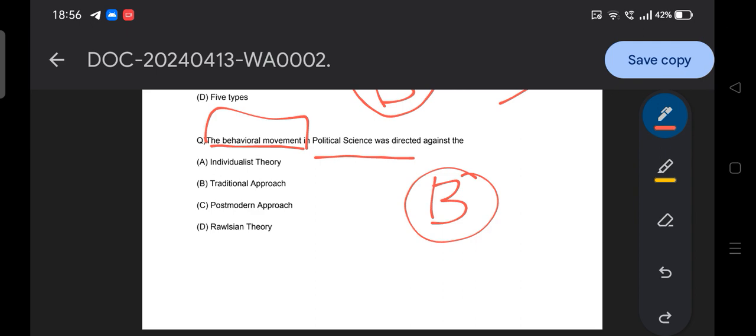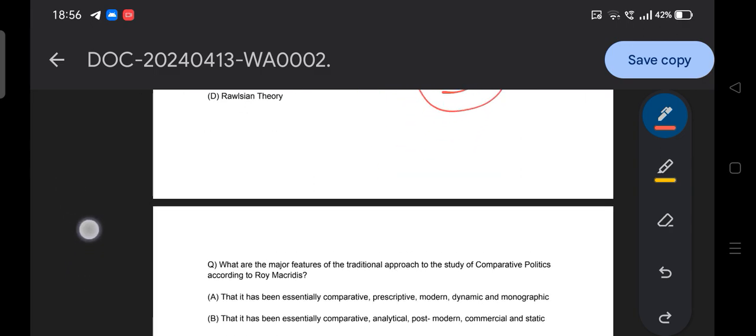Okay, what is the meaning of traditional approach, behavioral approach, political culture approach, structural functional approach, modernization approach. We will discuss different things. Okay, so that is basically the logic of these questions. Hope you understand.